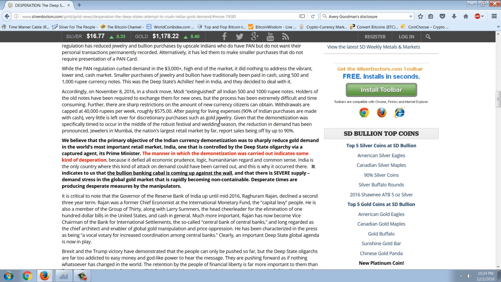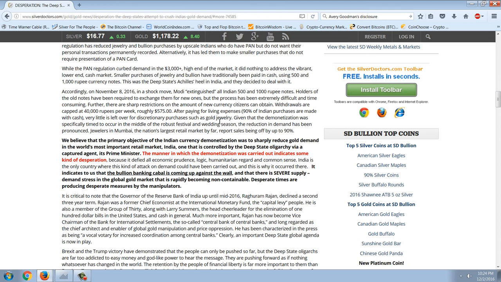Holders of the old notes have been required to exchange them for new ones, but the process has been extremely difficult and time-consuming. Further, there are sharp restrictions on the amount of new currency citizens can obtain. Withdrawals are capped at 40,000 rupees per week, roughly $575. After paying for living expenses, 90% of Indian purchases are made with cash. Very little is left over for discretionary purchases such as gold jewelry.